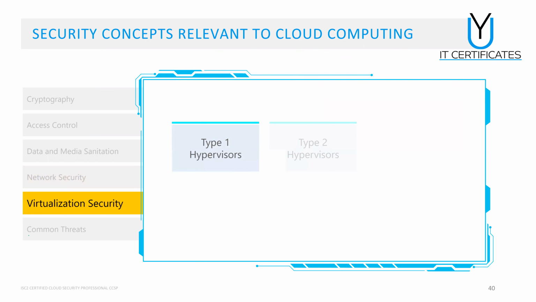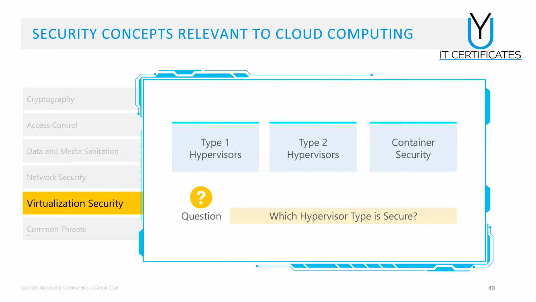For virtualization security, we have some concepts, mainly two concepts which I want to speak about: type 1 hypervisor and type 2 hypervisor. What is the difference between both of them? In the type 1 hypervisor, you have the host or the server, then you have the virtualization software, then you have the operating system.